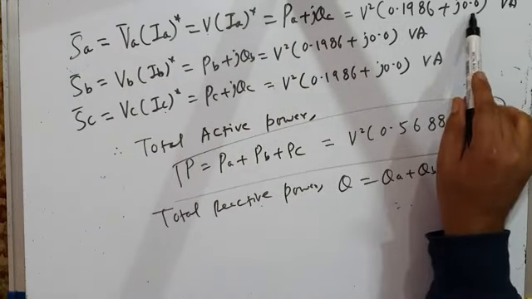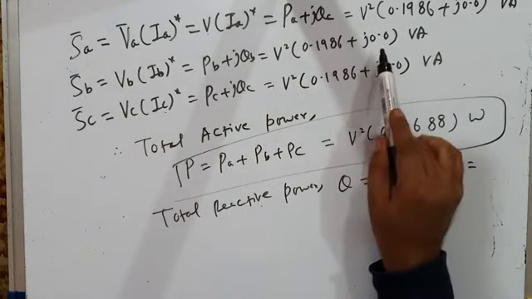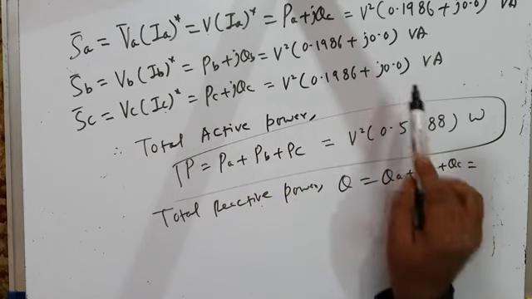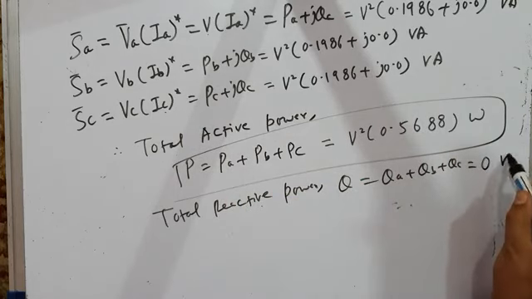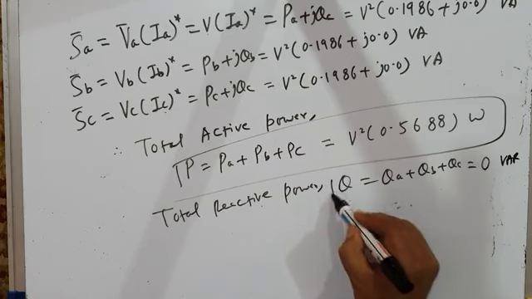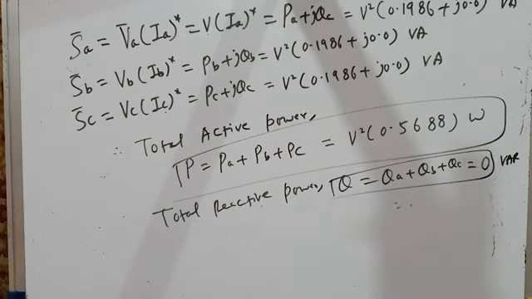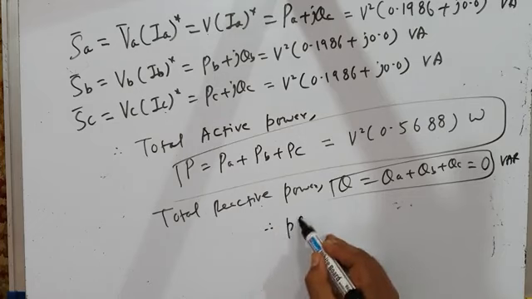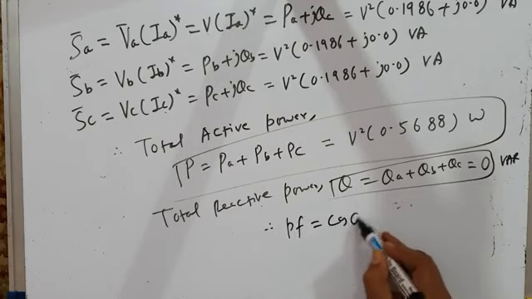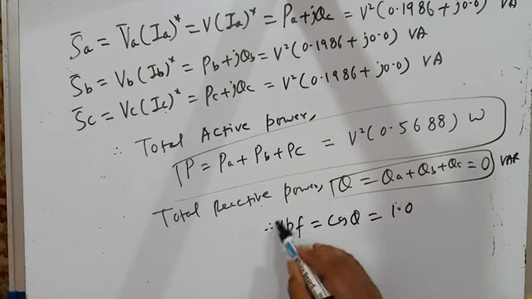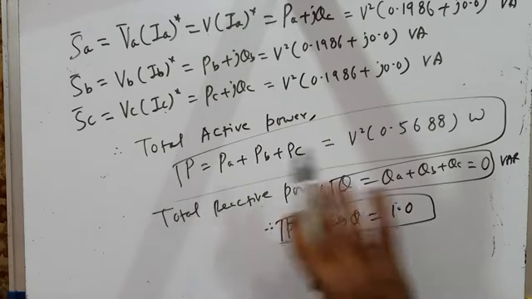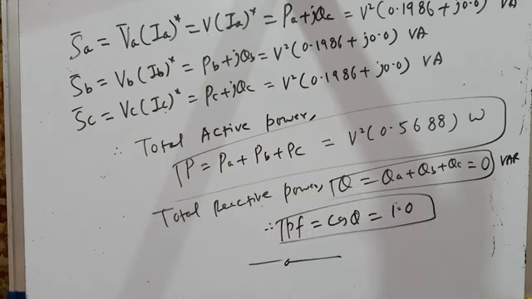You can see it is 0 here for phase A, for phase B it is 0, for phase C 0. So the total reactive power is 0. That means no reactive power is supplied by the source. It supplies only active power. So what is the power factor? The source power factor, cos phi, is unity, since no reactive power is supplied by the source.